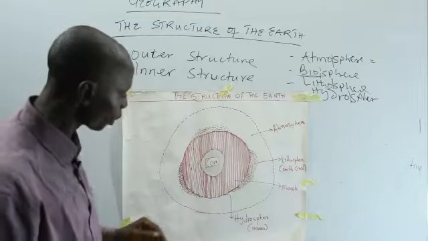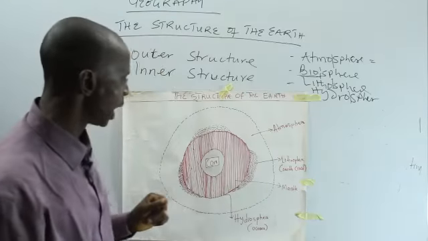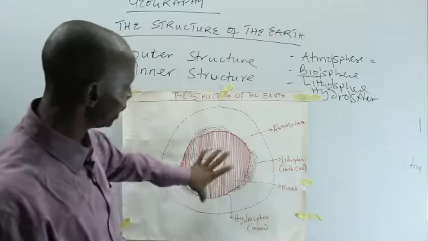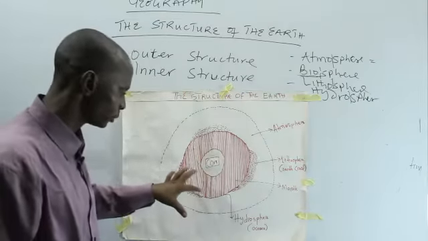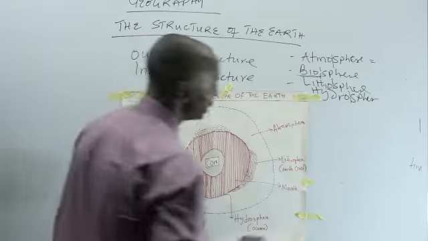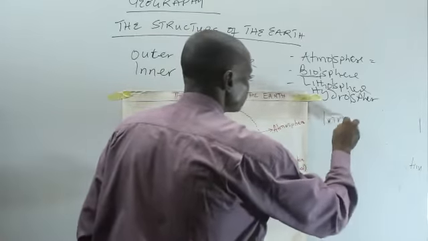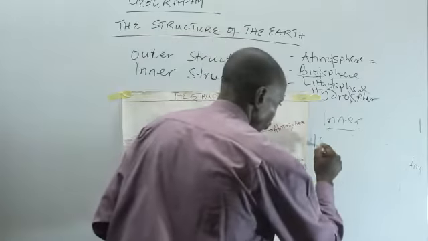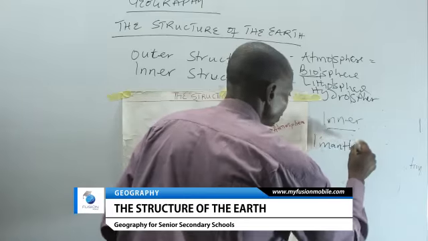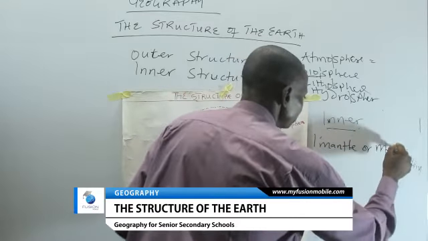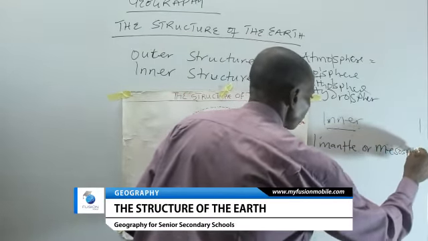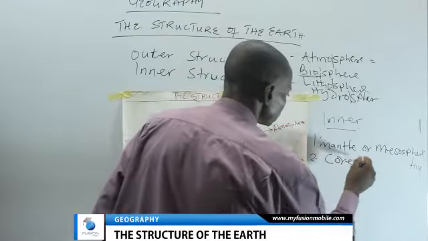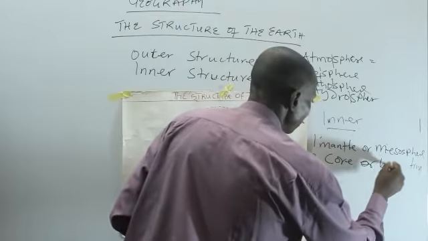Now we are going to go to the inner structure. The inner structure of the Earth, if you can see it here. Number one, we have the mantle, or the mesosphere. Number two, we have the core, or we call it the barysphere.